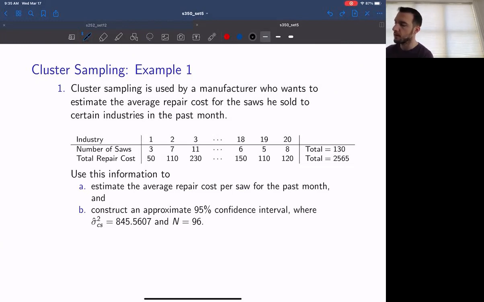So let's just start by breaking down what we actually have here so that we can understand the problem. First, the goal here is to estimate average repair cost. So the repair cost is the variable of interest. The total repair cost here is yi, which is the variable of interest.